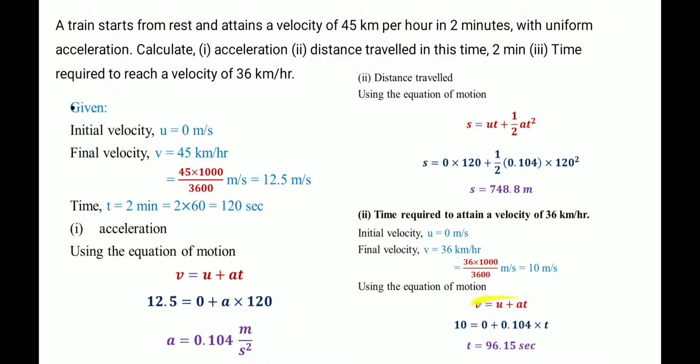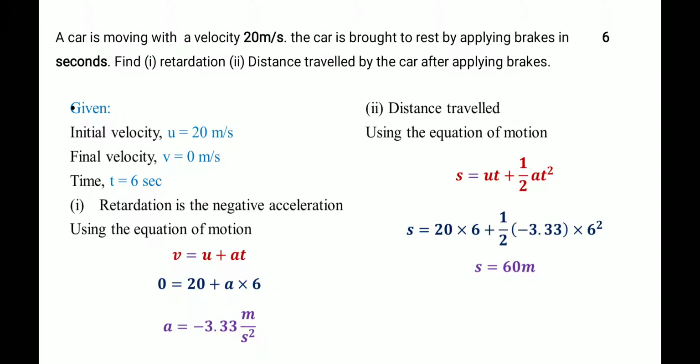So we can substitute in the first equation of motion. We know the final velocity now. The final velocity is 10. Initial velocity is 0. Acceleration we already found. So the only unknown value is time. We will get the value of time as 96.15 seconds. That's the answer. Then we will solve another problem.